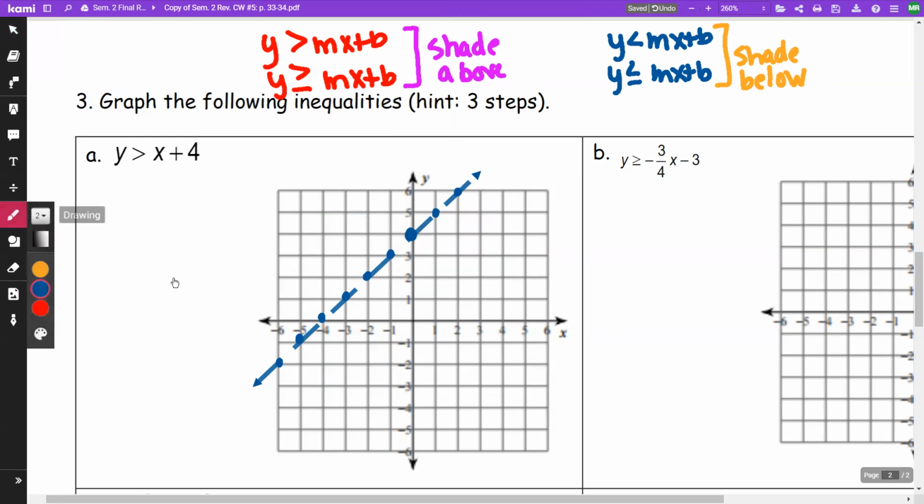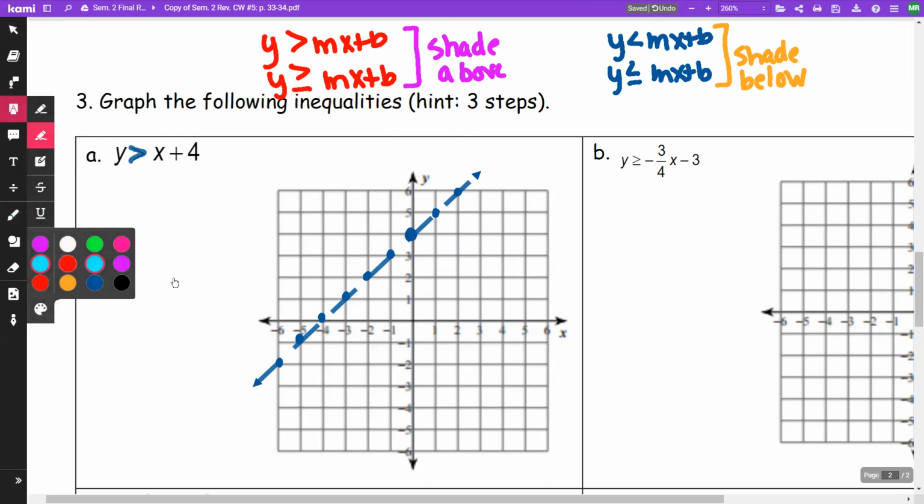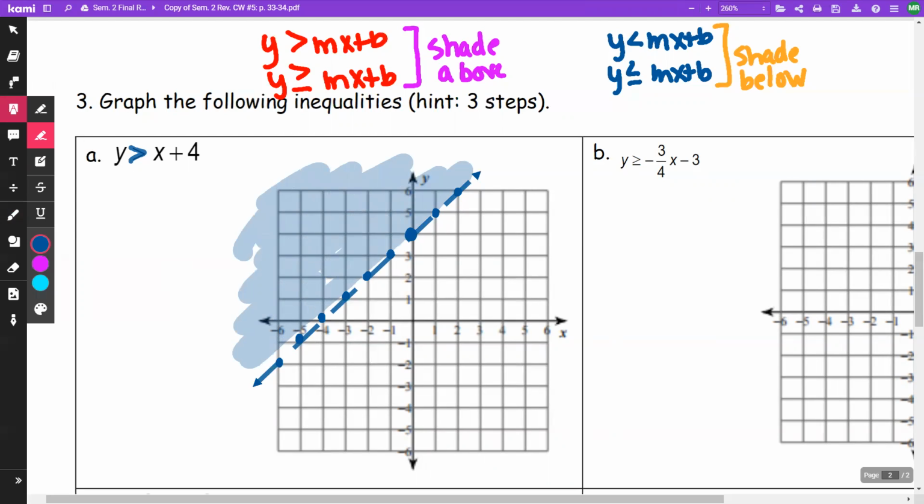And since this is greater than, I'm going to shade above. So when I'm shading above, I am going to come here, and this is going to be above, this is going to be below. So I'm going to be shading everything above that line. So anything in this shaded region is a solution. Anything on the line is not, because it's dashed.